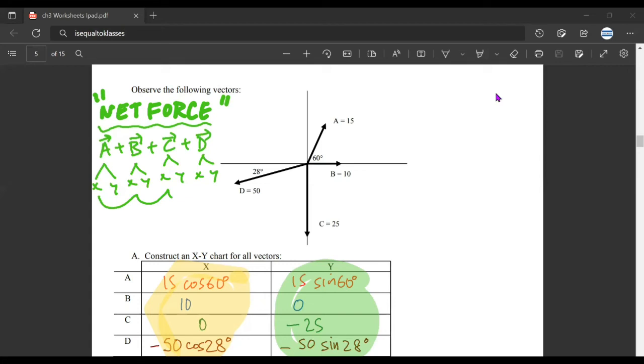Can you repeat the question? Yeah. Can you find the values of 15 cos 60, 15 sin 60, 50 cos 28 and 50 sin 28?